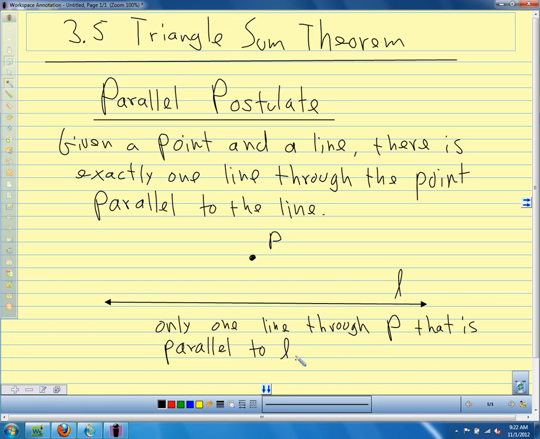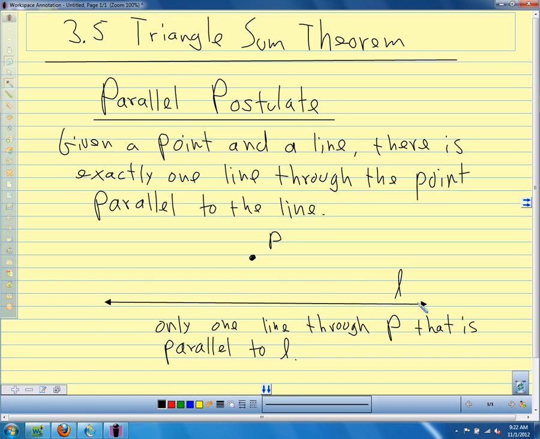So the parallel postulate has led to a lot of interesting and different kinds of mathematics. And so it's one of the postulates that we talked about that really led to a lot of different ideas. All right, so our parallel postulate says we have exactly one line in Euclidean geometry on a plane. We have exactly one line through this point that's parallel to line L.